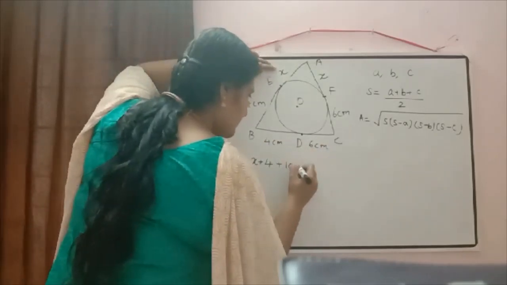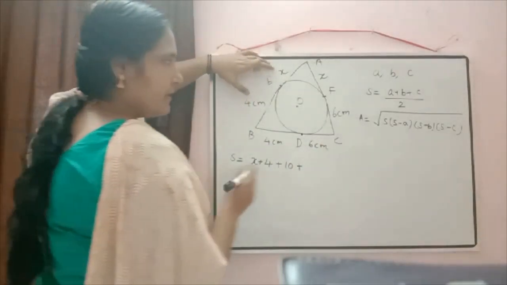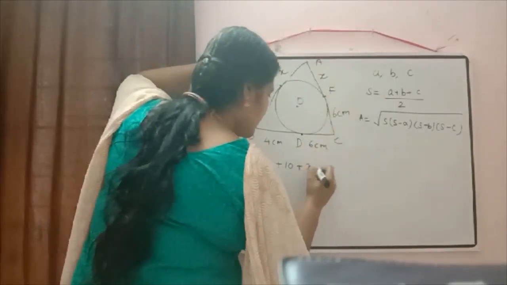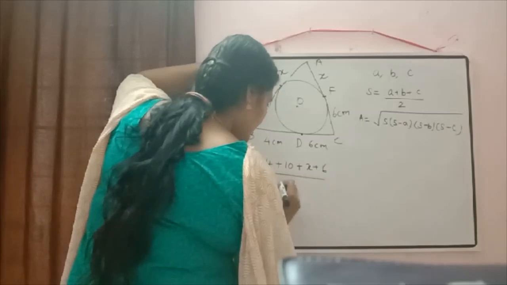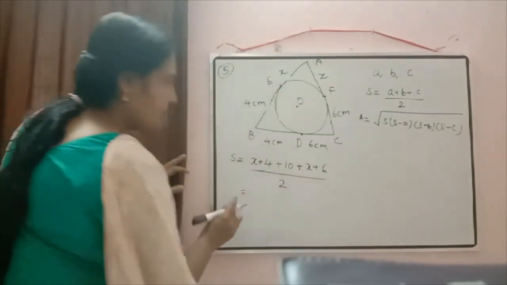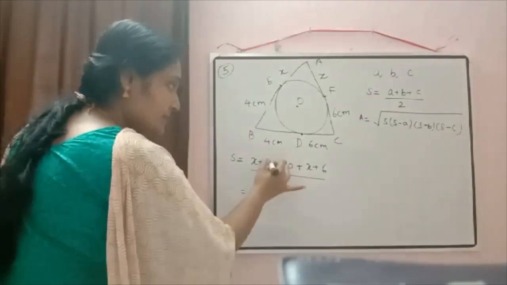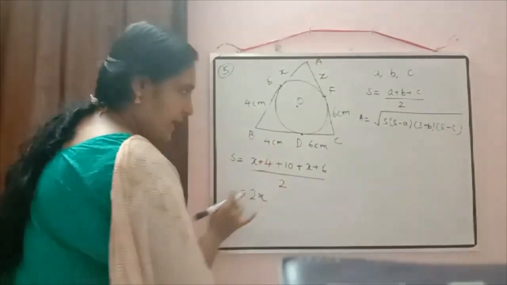4 plus 6 will be equal to 10. And then AC is equal to how much? X plus 6, by 2. So we will get here x plus x will be equal to 2x. Don't cancel this 2 and 4 here. They are in addition there.